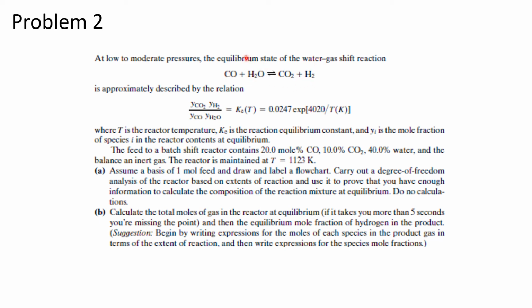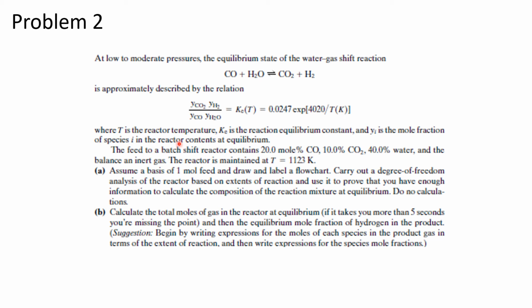There's no change in number of moles due to reaction. So if we have 2 moles that enter and contain our reactants, we'll produce 2 moles of product. Now the equilibrium for this reaction is given approximately by the equation you see here: we take the product of the mole fraction of CO2 and hydrogen, divide that by the product of the mole fraction of CO and water, and set that equal to an equilibrium constant, which depends upon temperature in this case. That dependence on temperature is given by the equation you see here. To calculate the equilibrium constant, we take 0.0247 and multiply by the exponential of 4020 divided by the temperature in Kelvin.